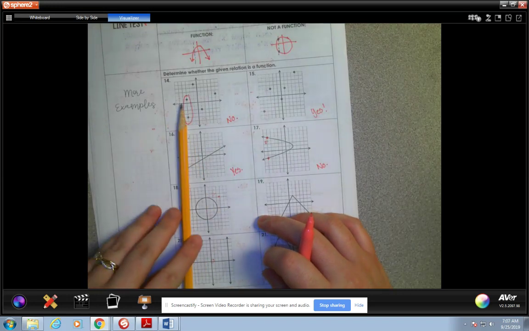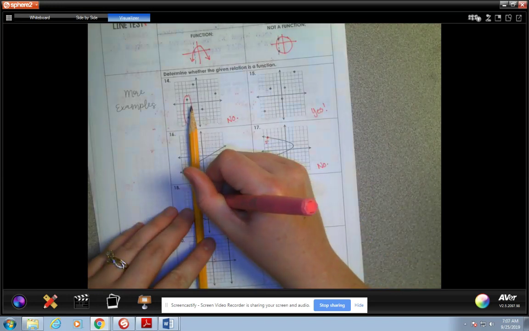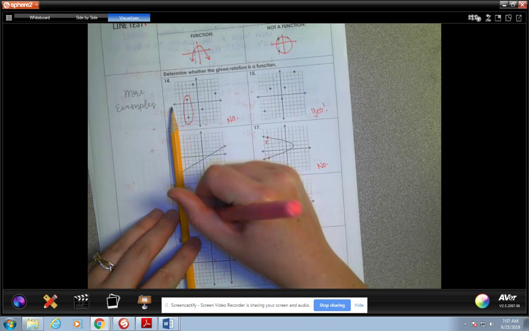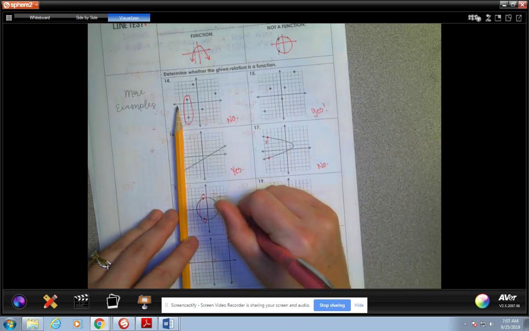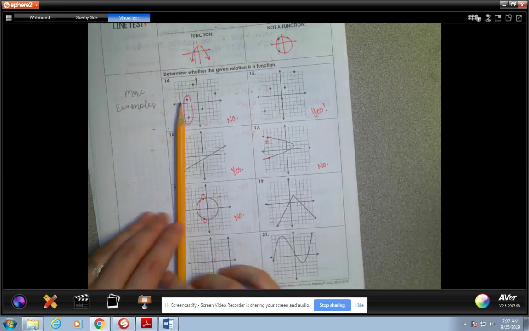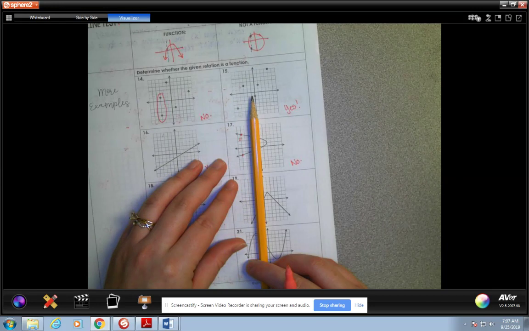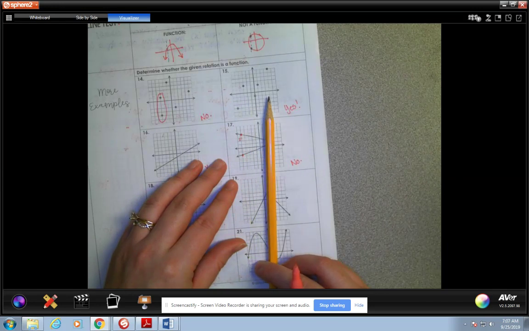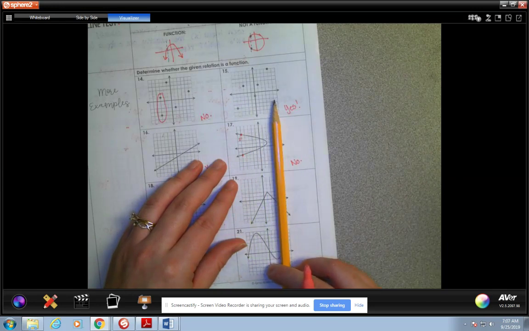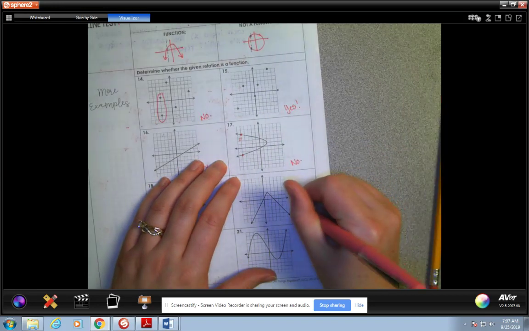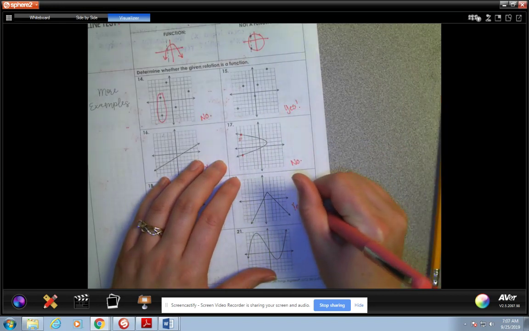We'll take the vertical line. Oh, it's going to hit here and here. Uh-oh, this is a problem. So this is not a function. If it hits your vertical line more than once, it's not a function. So on 19, I'm taking my vertical line, I'm going across, across, across, still only hitting one point everywhere I go across. So this is a function.